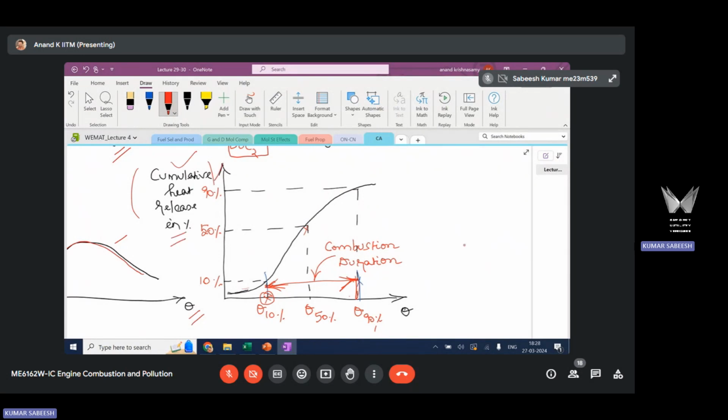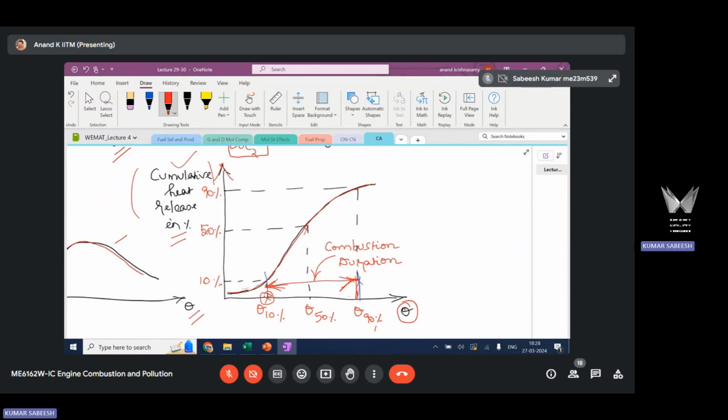So you take this in y-axis, take theta in x-axis. When you plot this cumulative heat release in percentage versus crank angle, you will get a profile like this. This will be similar to the mass fraction burn profile. Earlier we discussed the mass fraction burn profile for SI engine. You could see that the profile is exactly the same, because cumulative heat release represents the burn rate of the charge. That's why you are getting a similar profile.